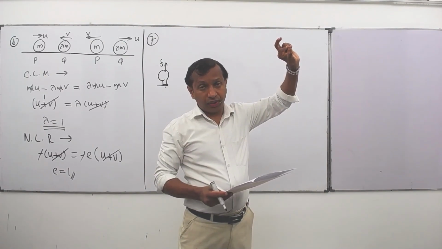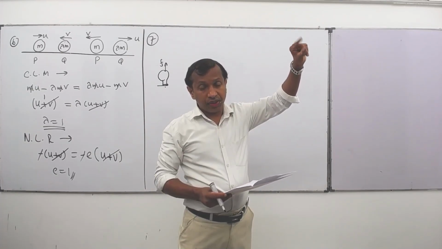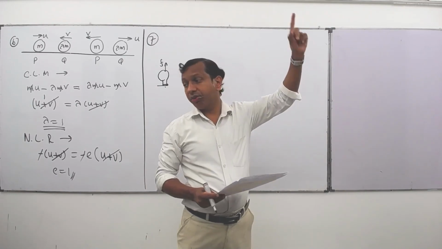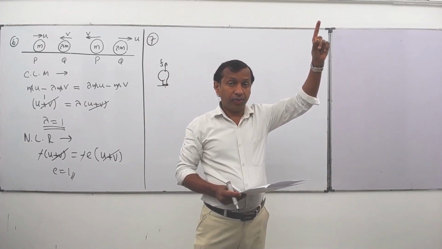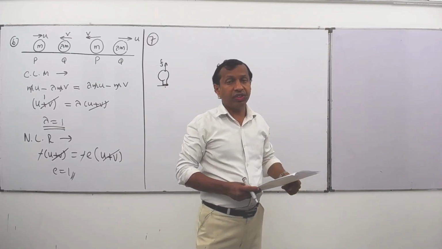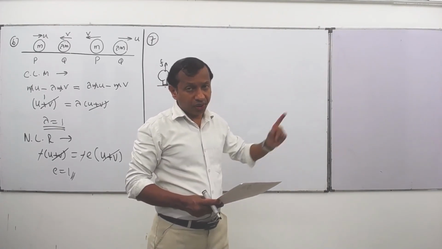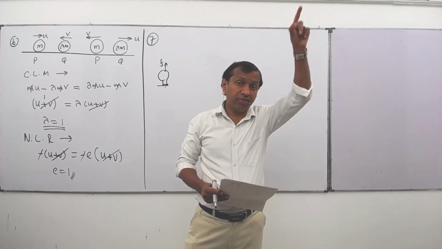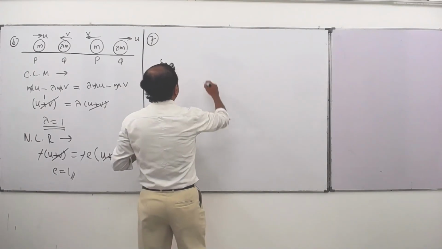Now, when it detaches from the balloon, it has the velocity V. With that velocity V, it moves under gravity. How? With a retardation g, reducing the velocity. At one moment, its velocity becomes 0. At that moment, it is at the maximum height. Then what is the v-t graph?